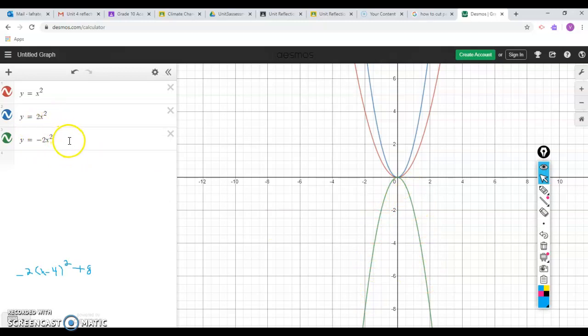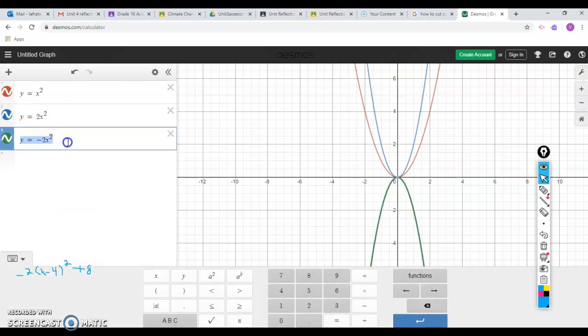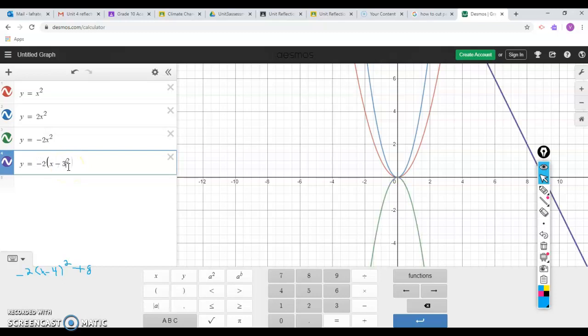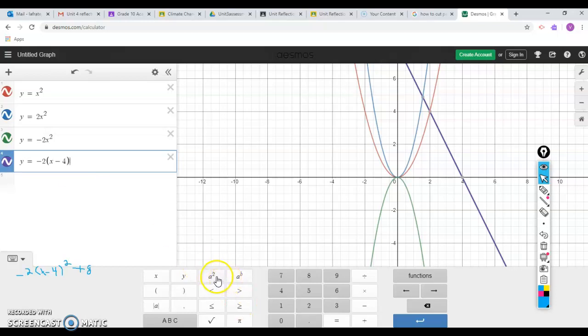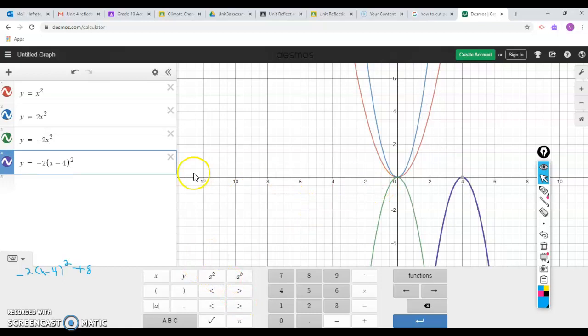So now we need to take a look at any translations that have happened, and there's actually two translations. There's a horizontal one and a vertical one. So we're going to put that horizontal translation in for our next graph, and it's going to look something like this. We're going to have negative 2 in the front, (x minus 4). Now minus 4 really means that we've moved 4 units to the right. I'm just going to put the square there to make sure it is a parabola.